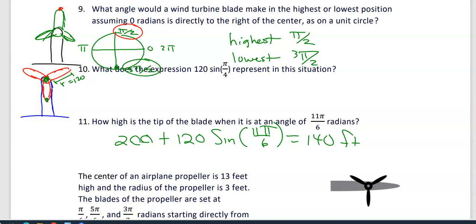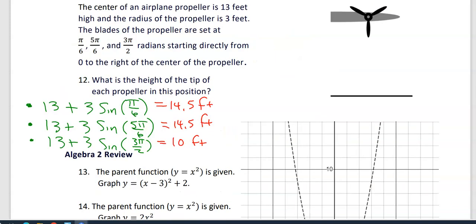And then the last set of problems relates to airplane propellers. So take a look at the problem. You're given some radians. You are told the radius is 3 feet, and then the center of that propeller is 13 feet above ground. So can you, again, figure out the answers and then turn the video back on when you're ready to continue the discussion. All right, so the answers are 14.5, 14.5, and 10.